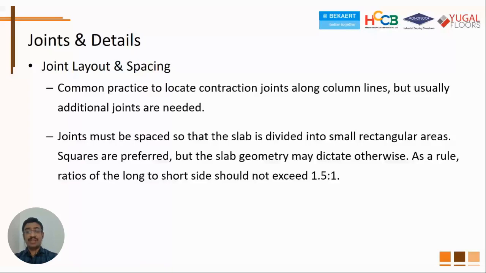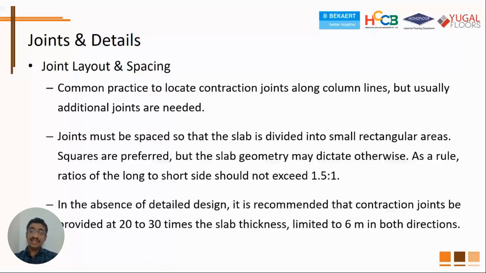And joints must be placed in such a way that you are able to have the slabs which are as square as possible. But if you cannot do that, at least make sure that the length to width ratio is not more than 1.5 to 1. Now, in the absence of any detailed design, it is recommended by this guideline to have the socket joints placed between 20 to 30 times the slab thickness, and it is limited to 6 meters in both directions. So that's what the guideline talks about.